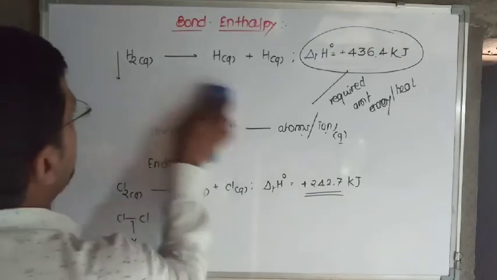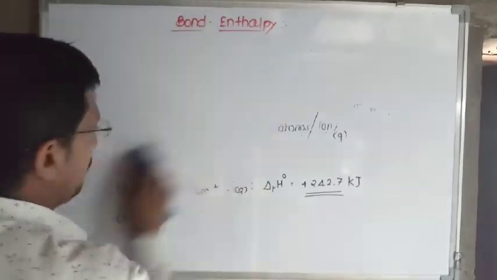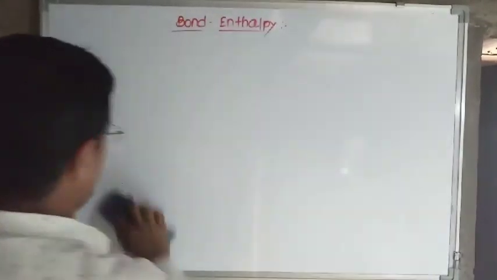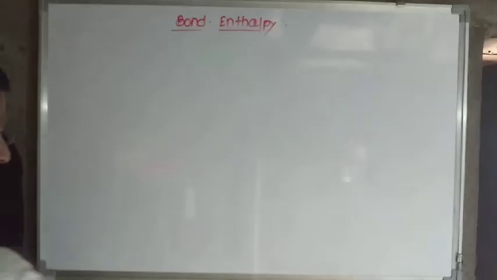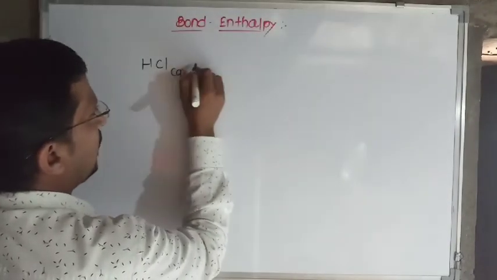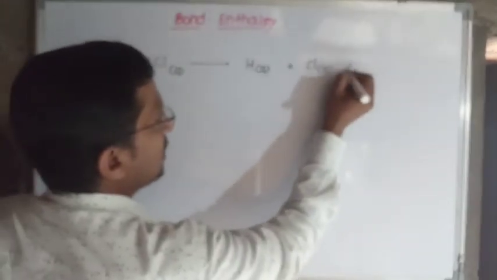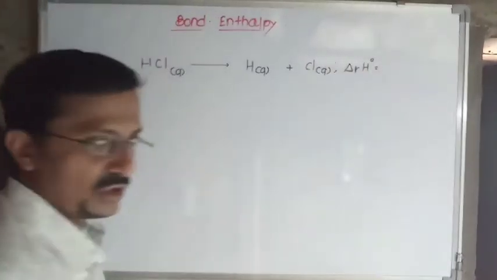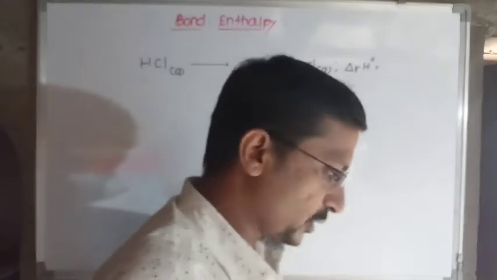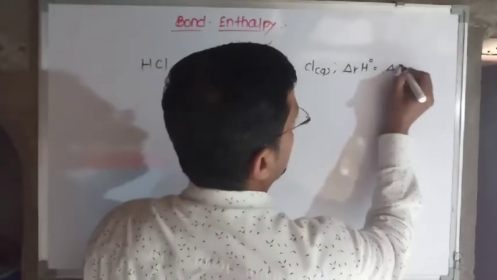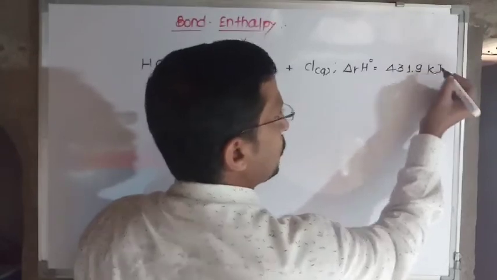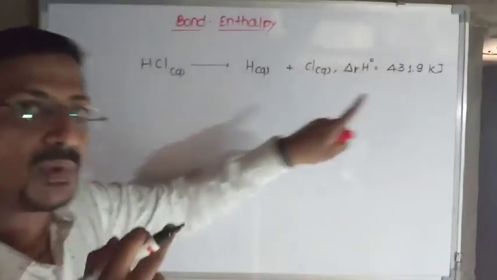Now one more point. Hydrogen and chlorine, which we have considered already, are examples of monodiatomic molecules. If you consider a heterodiatomic molecule, like HCl gas, the energy required to break the bond between hydrogen and chlorine to separate gaseous hydrogen and gaseous chlorine, the enthalpy change during the breaking of the hydrogen chlorine bond, is 431.9 kilojoule.